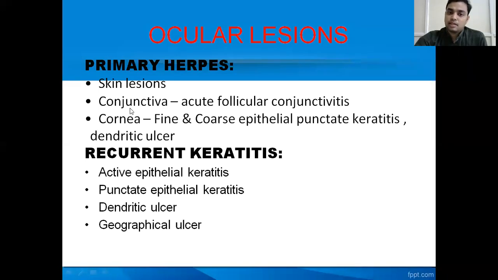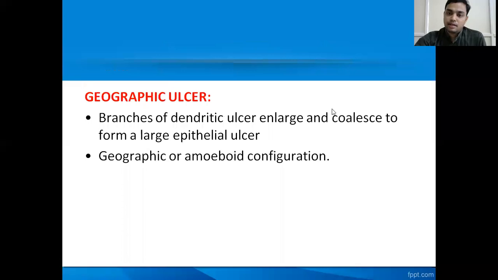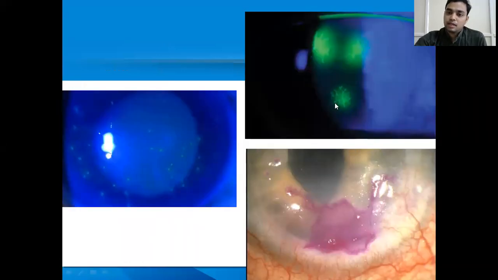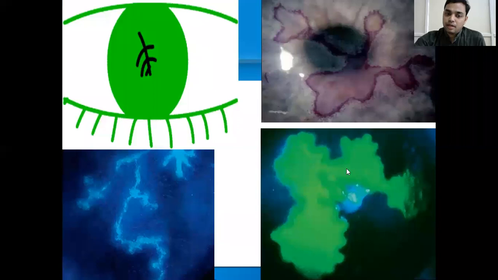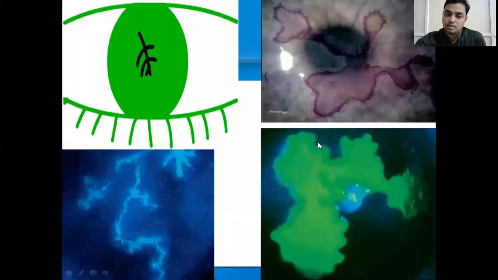So the characteristic lesions in herpes simplex virus are dendritic ulcer and geographical ulcer. This is the picture of a dendritic ulcer. Here we see a linear branching, and the tips of the branches are knobbed. We see bulgings at the ends of the branches. These bulgings indicate the active replication of the herpes simplex virus. These branches unite and form a geographical ulcer. This is the picture of a geographical ulcer. It has an amoeboid shape configuration. So the characteristic lesions we see in herpes simplex virus infection are dendritic ulcer and geographical ulcer.